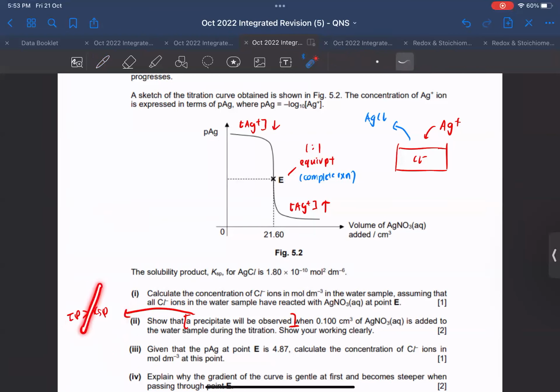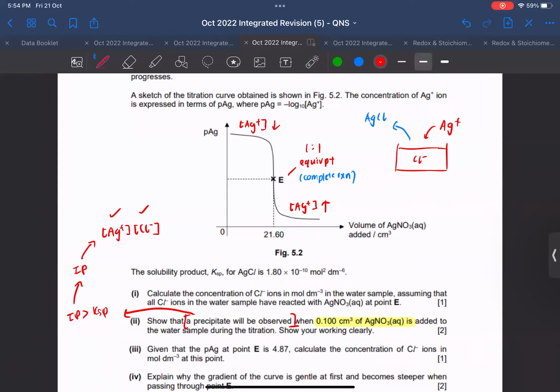Remember, you can't start off your answer with this statement immediately because you're supposed to prove this at the end. So let's try to prove this statement. First of all, they say they added a volume of AgNO3 to the sample. So what are we meant to calculate here? They said IP is more than Ksp, so we have to calculate IP. How do we calculate IP? We know IP in this case is [Ag+] times [Cl-]. Agree? So we basically have to find the concentration of Ag+ and Cl- in the mixture now.